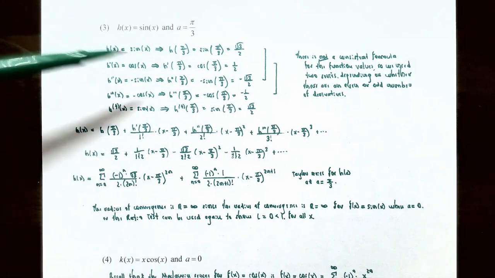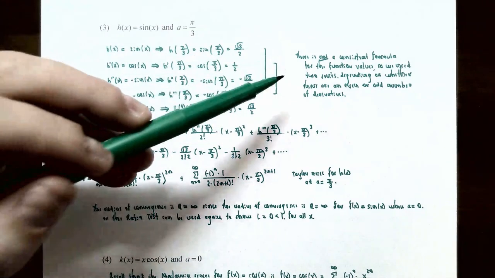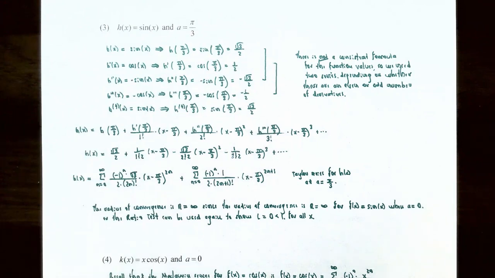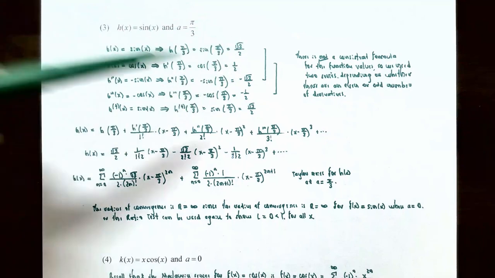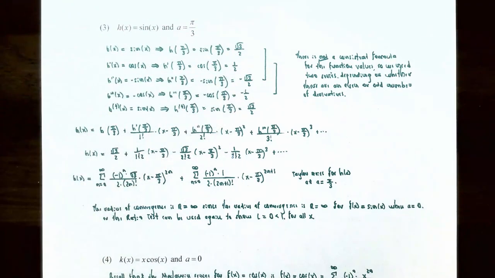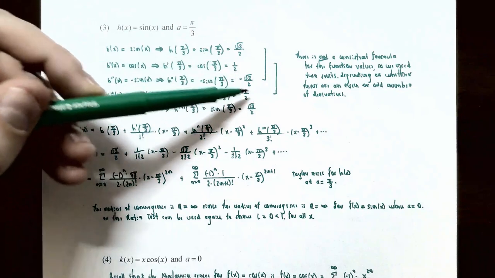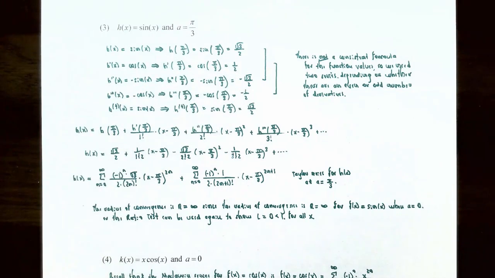So notice in these first five calculations, there's not a consistent formula for the function values. We need to actually have two different series involved, because one of them is involving square root 3 divided by 2 and negative square root 3 divided by 2, and the other series will involve 1 half and negative 1 half, because the coefficients are going to be alternating between square root 3 divided by 2 and also 1 half. And so that means we need two series depending on whether there are an even or an odd number of derivatives that actually have been taken for the function h of x.